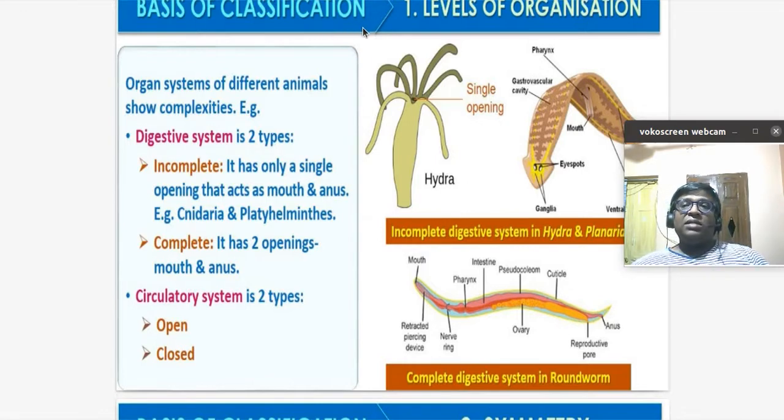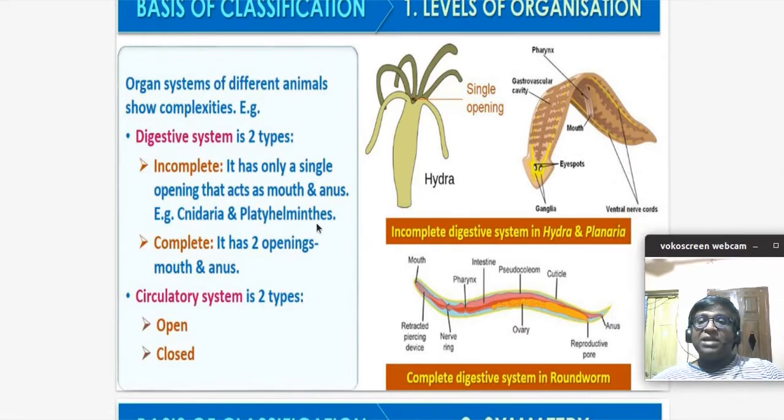Based on the classification on the levels of organization, we have slides for that. Now the digestive system. Certain animals have a complete digestive system, and certain animals have an incomplete digestive system. Like in the example of Hydra, there is a single opening for both mouth and anus. So we call this type of digestive system incomplete. Even in the case of planaria, they have a single opening which functions both as mouth and anus. This sort of digestive system we consider to be incomplete.